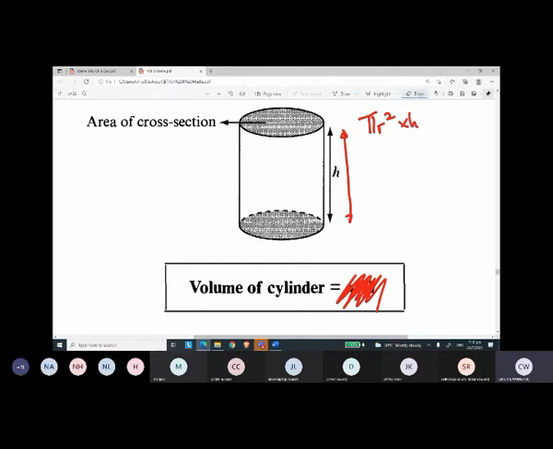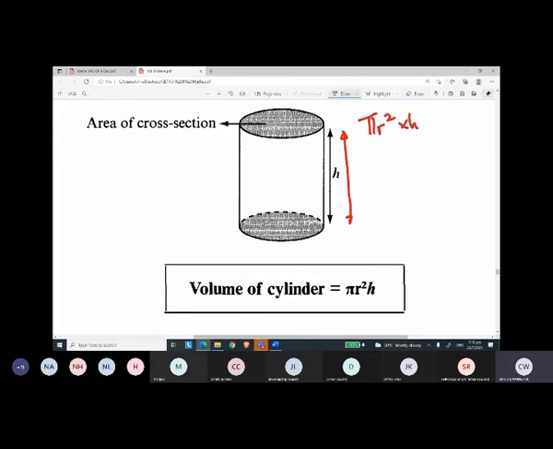So do you really need to remember the formula? Can you see this formula here? Do you really need to remember it? No, actually it's the same. You don't need to remember the formula.